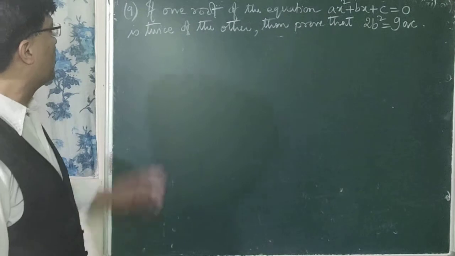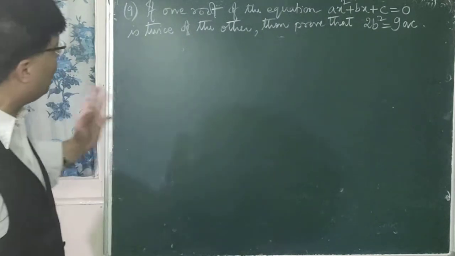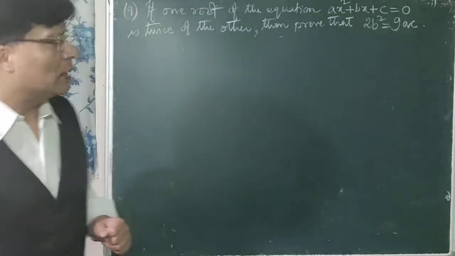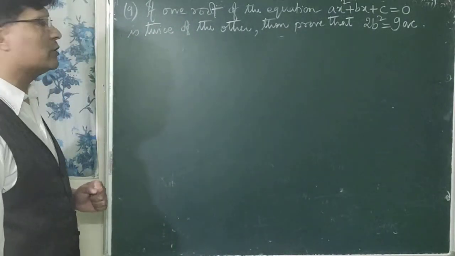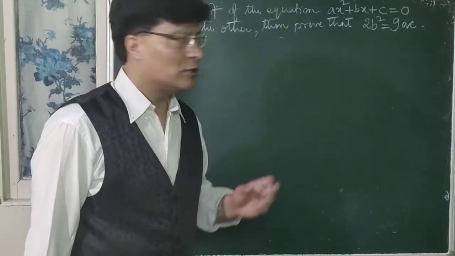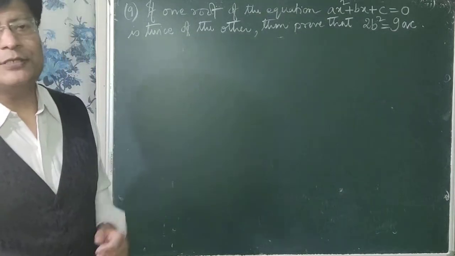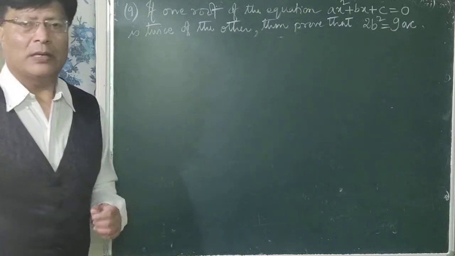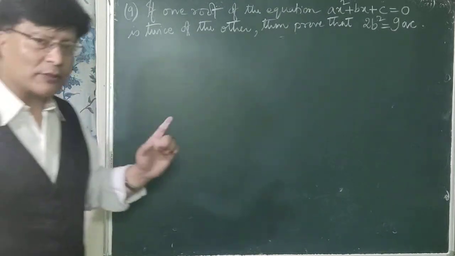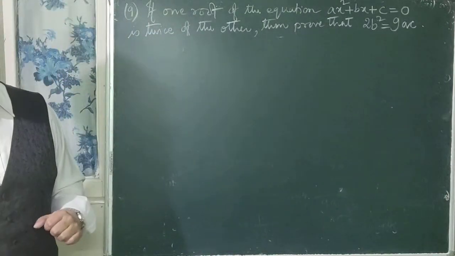So now we will do question number 9. The question is, if one root of the equation ax square plus bx plus c is equal to 0 is twice of the other, then prove that 2b square is equal to 9ac. The question says that if one root of the given quadratic equation is twice of the other, then you have to prove 2b square is equal to 9ac.